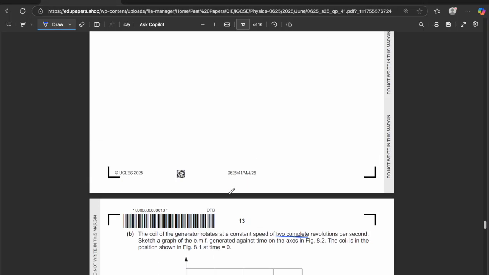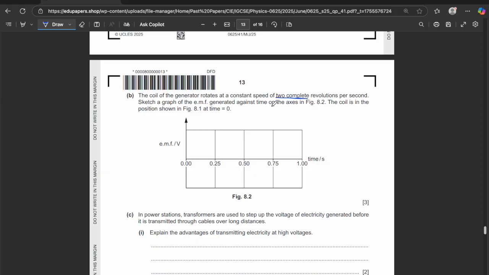So we will start from the highest, and a constant speed of 2 complete revolutions per second means one revolution will take about 0.5 seconds. Since we start from here, this will be like a cosine graph. We need to touch it. Lowest after half, and then it will increase again, then highest. It looks something like this.